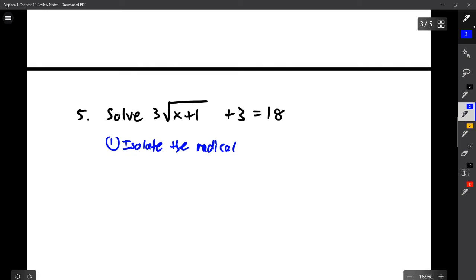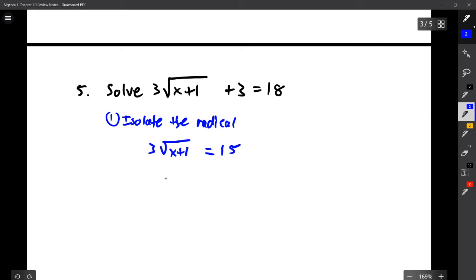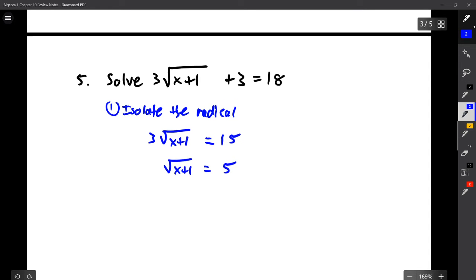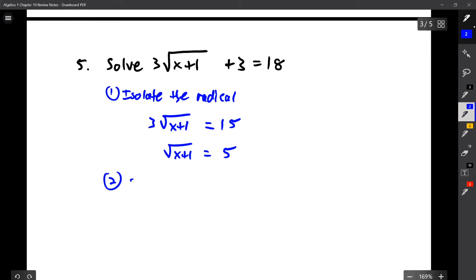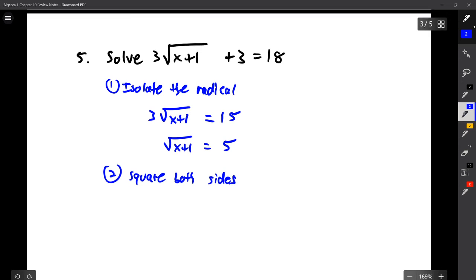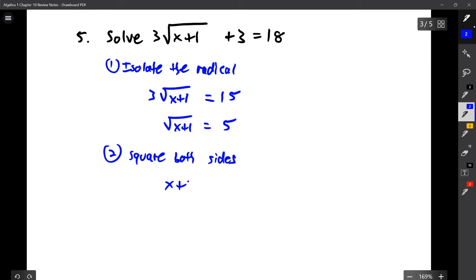So first I need to subtract 3 from both sides. So that's going to give me 3 root x plus 1 equals, not 18 anymore, I'm subtracting by 3, equals 15. Now we can divide both sides by 3, so that gives me root x plus 1 equals 5. Okay, then step 2, square both sides. So that gives me x plus 1 equals 25.